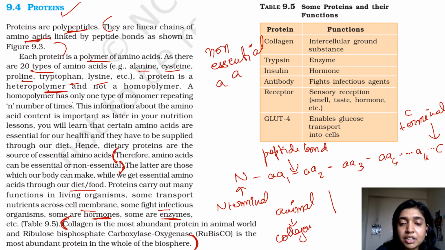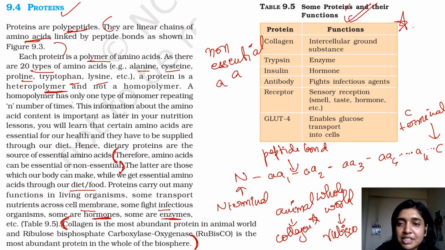When we're talking about the whole world, the most significant protein becomes your rubisco, right? And this is important. So is this. Questions have come from this table many a time. So you have to learn that collagen is the intercellular ground substance that is present in the tissues.